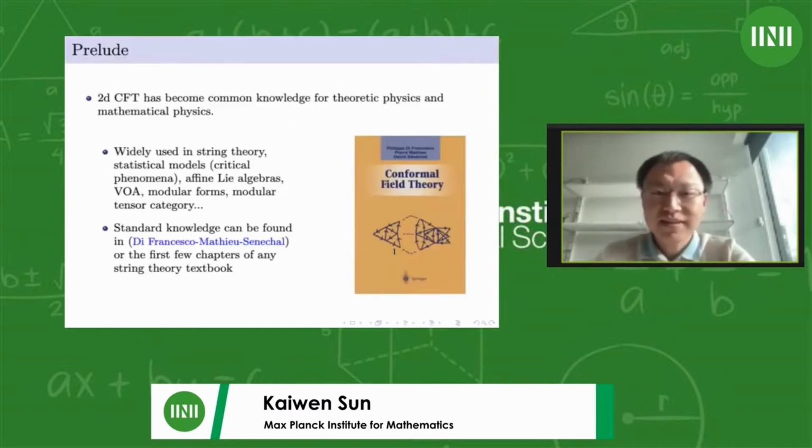Right, so I think it's fair to say that 2D CFT has become common knowledge for both theoretical physics and many areas in mathematics, to name a few. We often use it in string theory and condensed matter theory. In mathematics, it's related to finite groups, vertex operator algebras, modular forms, and modular tensor categories. The standard knowledge of 2D CFT can be found in this famous big yellow book, which is also one of my favorite books, or in any string theory book, chapter 1 or chapter 2.